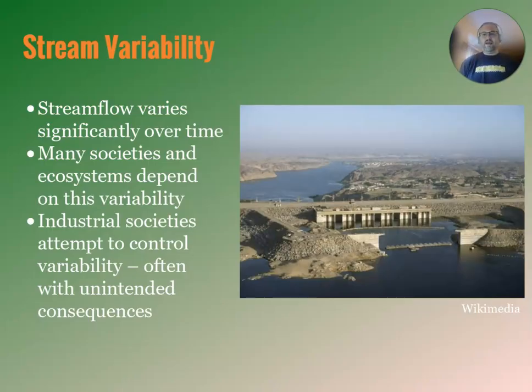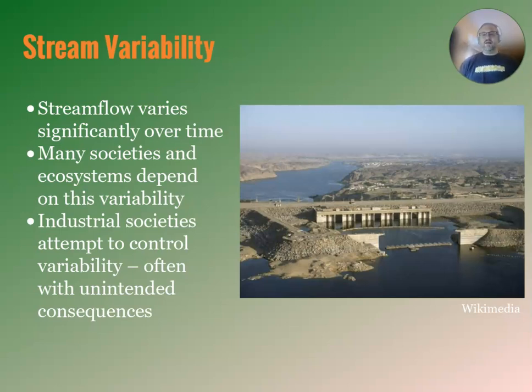But the water flow in a river or stream might vary dramatically just from one part of the year to the next. We might have a big dry season, wet season difference with big changes in the level of water in that stream. And when that happens, societies and ecosystems may come to actually depend on that variability. They may need those changes happening. They may need there to be an alternation of high stream flow and low stream flow. But an industrial society may try to control that variability and in doing so create unintended consequences.